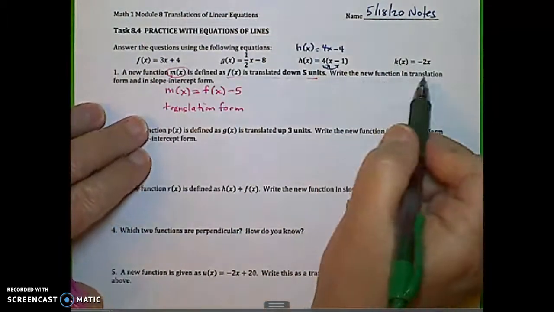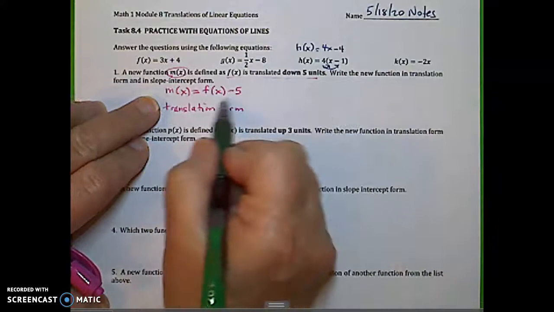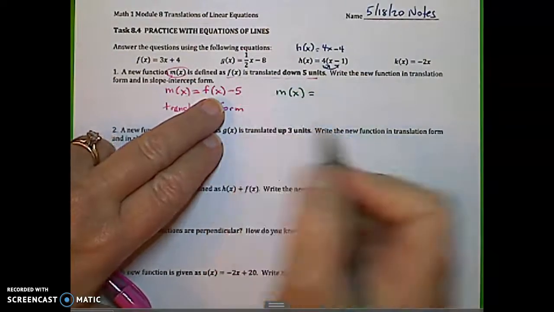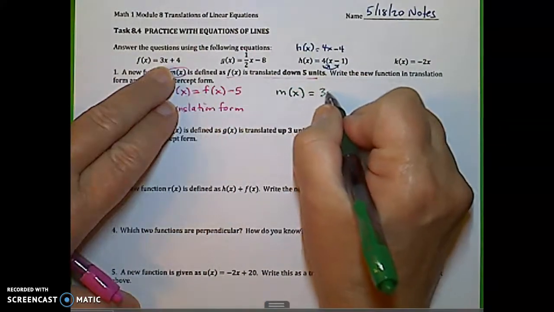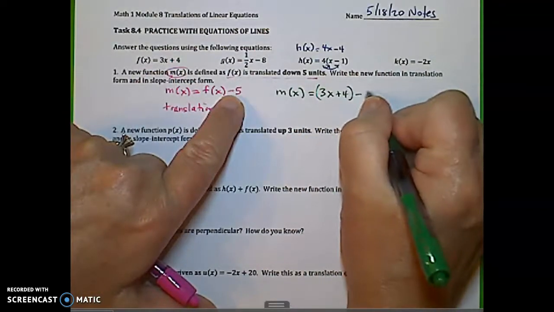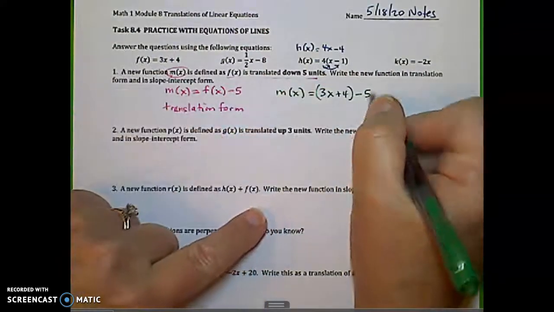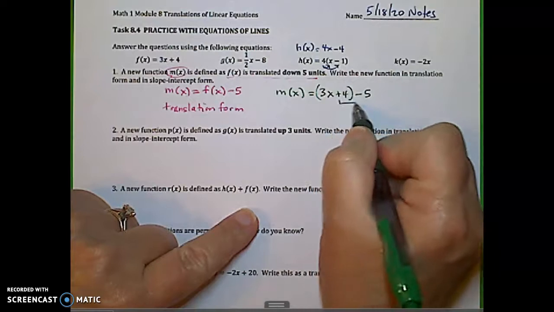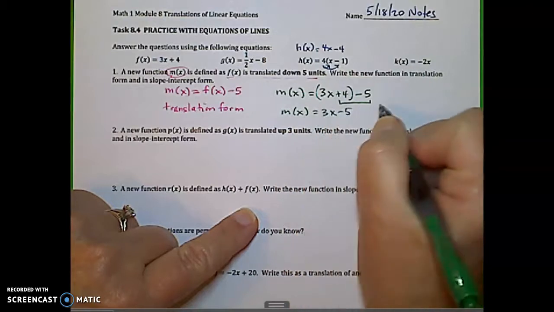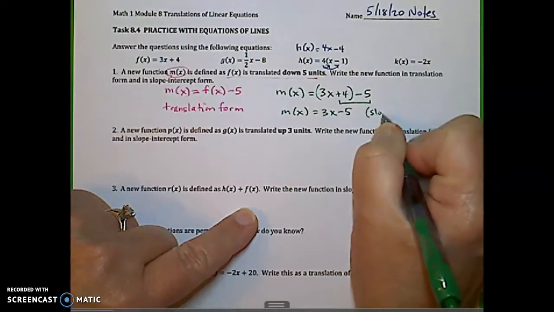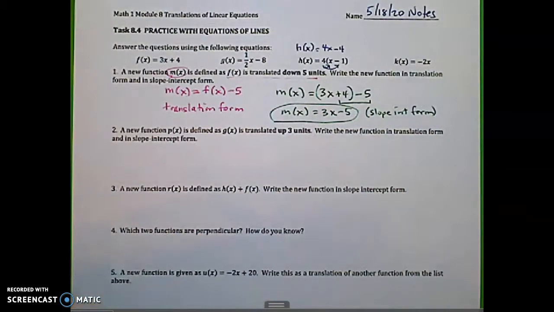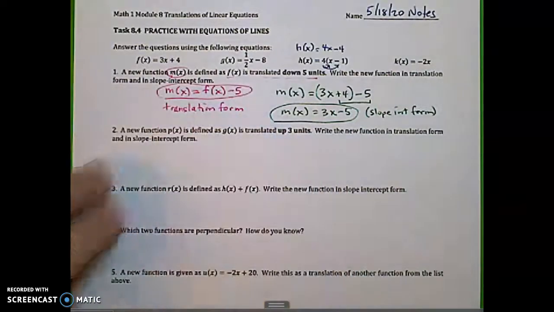The next part is to write it in slope-intercept form. So I'm going to start with this right here. I'm going to write m of x, that's my function, and that equals f of x, so I'm going to write 3x plus 4. I like to put parentheses around it at this stage. And then I'm going to subtract 5. That's my translation down 5 units. Now I want it in slope-intercept form, so I'm going to combine these like terms right here. And I get m of x equals 3x minus 5. That is my slope-intercept form. Slope-intercept form, translation form.